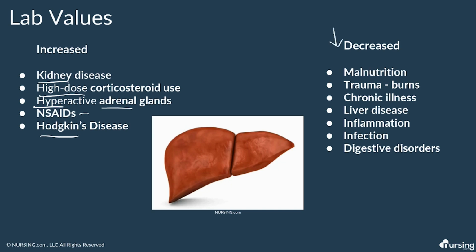Prealbumin will be decreased in the case of malnutrition. We're not getting enough in the diet to produce proteins, right? And so prealbumin being a protein, its production will go down. Did you guess that we were going to talk about liver disease? Yes. In the case of liver disease, we're going to have a decreased value.